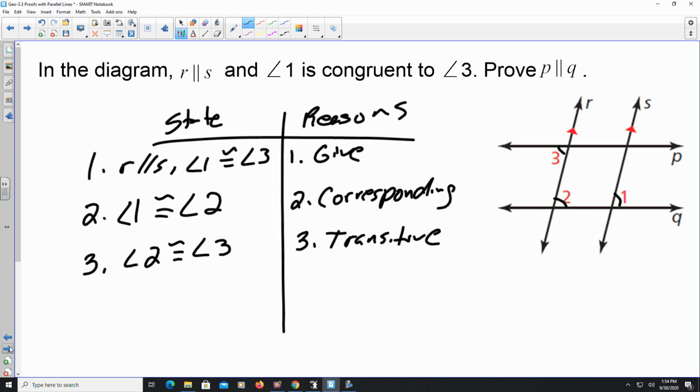And not only are they congruent because of the transitive property, they also are, in fact, alternating interior angles with respect to line P and line Q. So now I can say that P is parallel to Q because of the alternating interior angles converse.